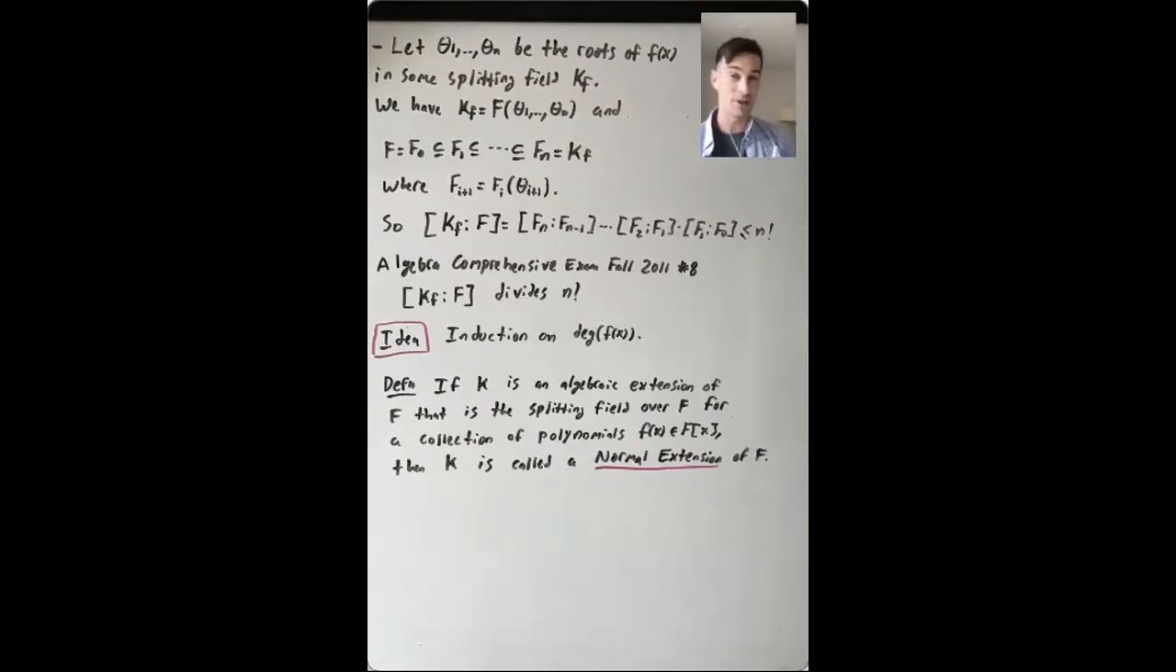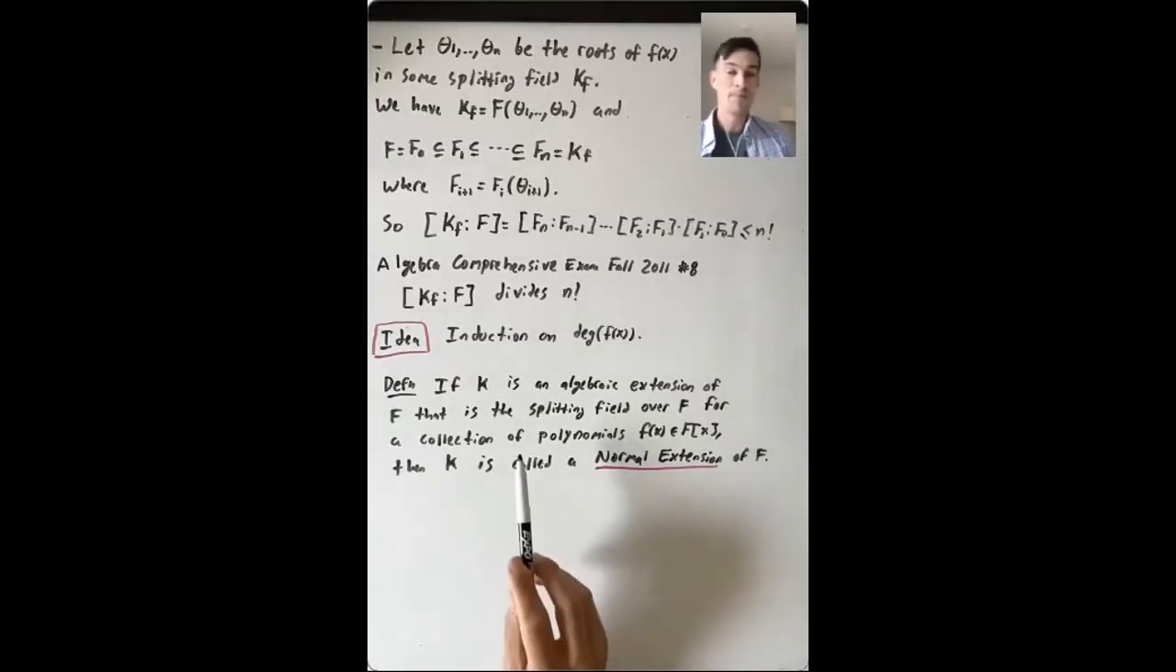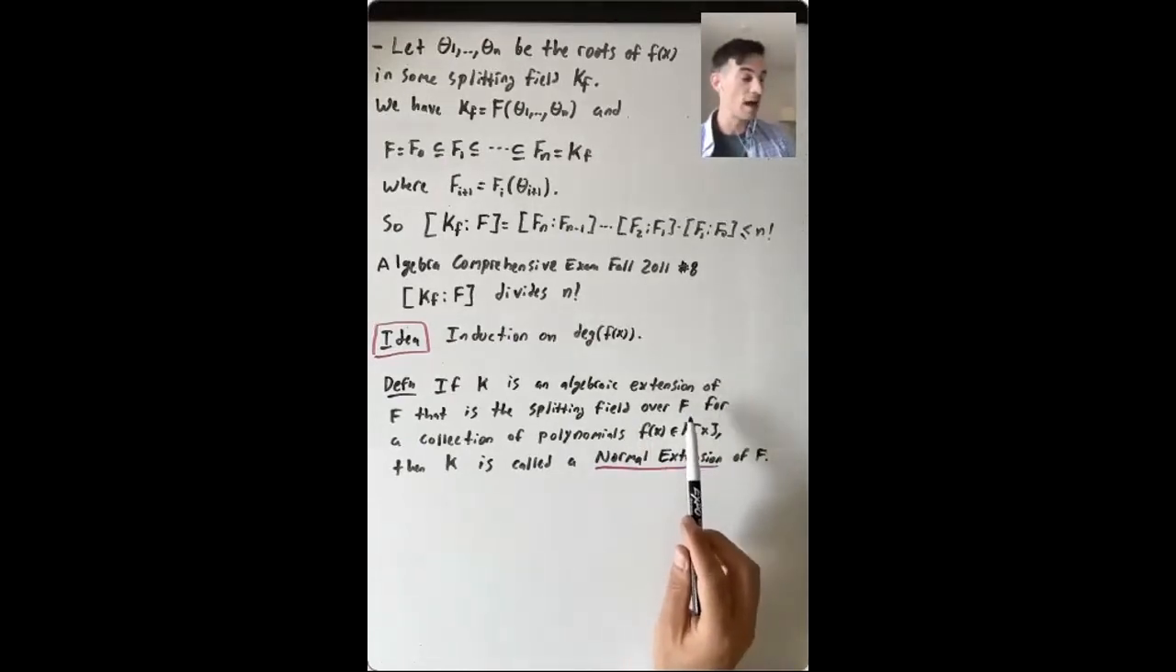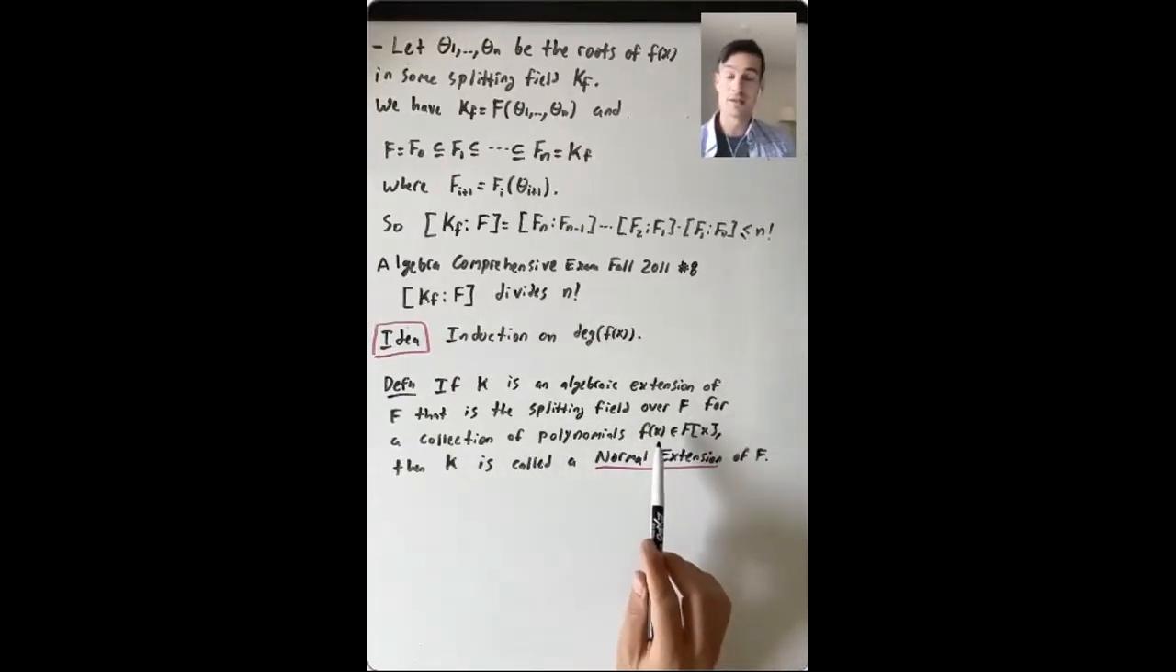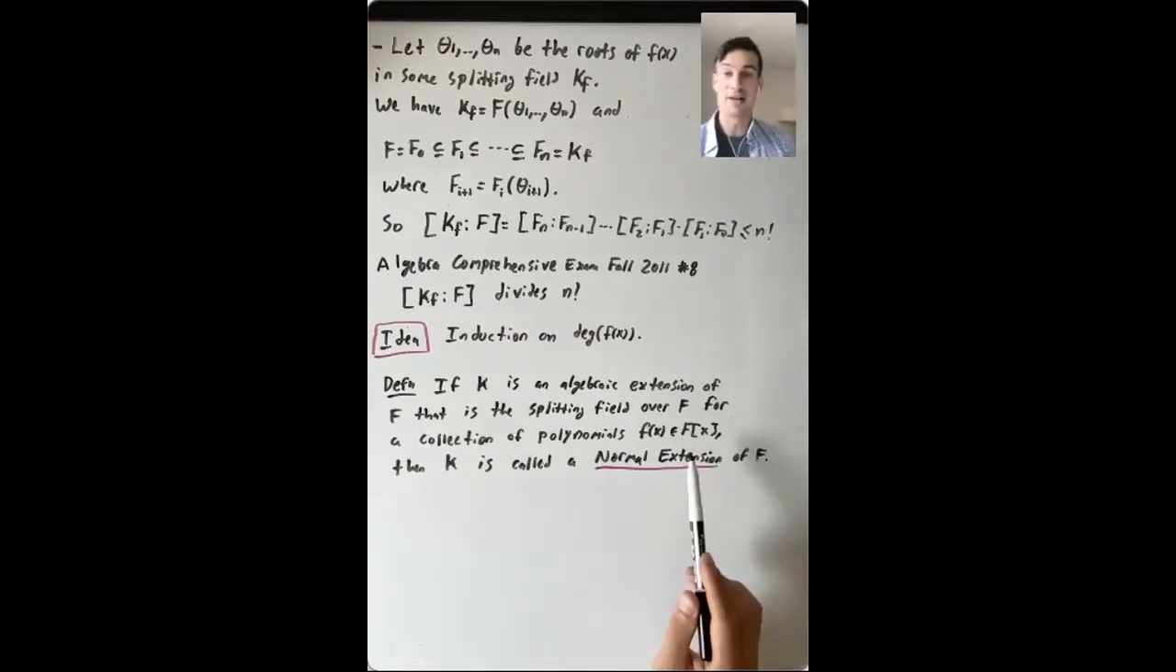that I'm not going to use so much in the short term, but is going to be important later on in the course, that if K is an algebraic extension of F, that is the splitting field over F for a collection of polynomials. So far we've talked about the splitting field for one polynomial, but you can make the analogous definition for a collection of polynomials. So it'll be the smallest extension of F in which all of those polynomials factor completely into products of linear polynomials.